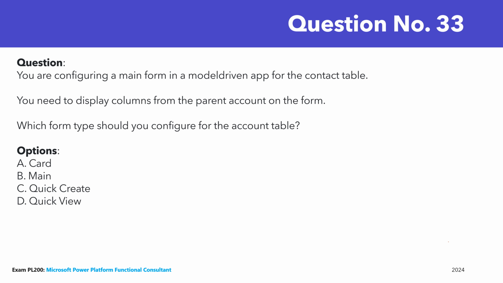Question. You are configuring a main form in a model-driven app for the contact table. You need to display columns from the parent account on the form. Which form type should you configure for the account table? Options. A. Card. B. Main. C. Quick Create. D. Quick View.